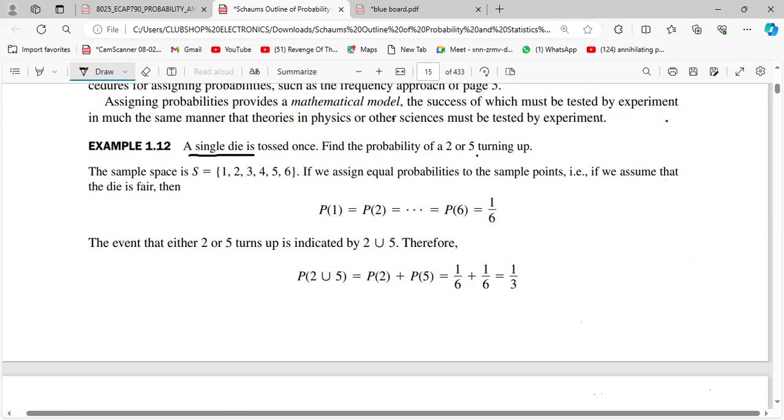Now, one thing that you need to realize is that you need to check: are 2 and 5 mutually exclusive? Yes. Okay? You need to appreciate that.